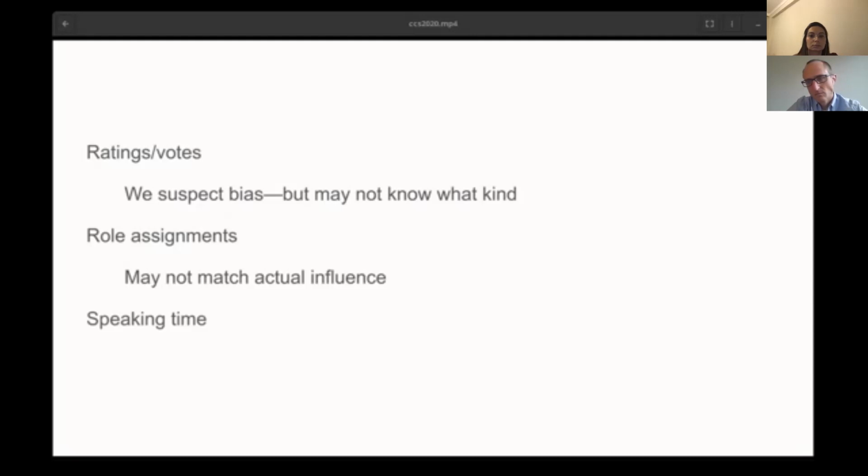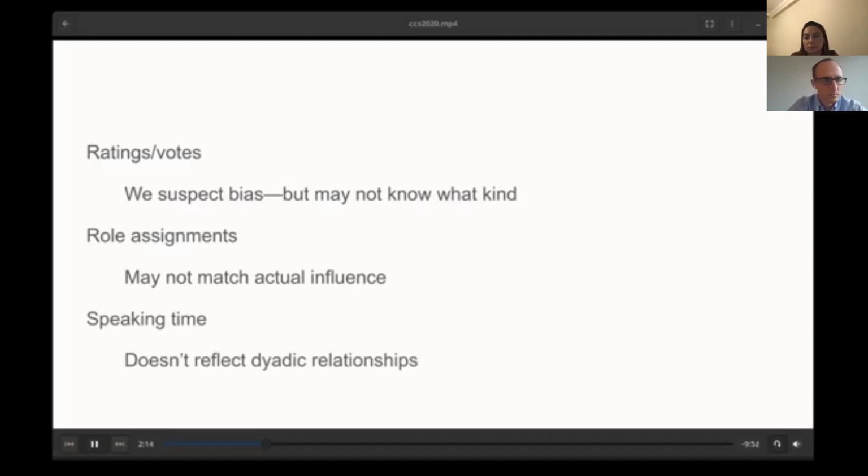And the last thing that we could do is we could take a measurement. We could say, how much time did everybody speak for? Because participation quantity is known to be associated with attributions, and it's also associated with some pretty relevant behaviors, such as information sharing. Speaking time, however, does not give us a dyadic relationship.